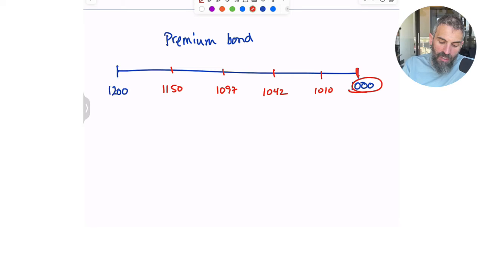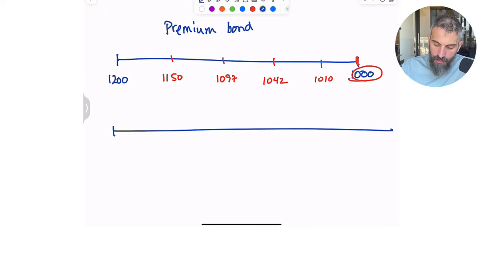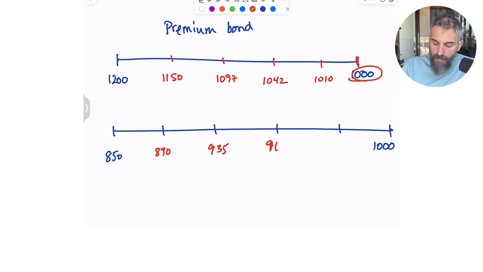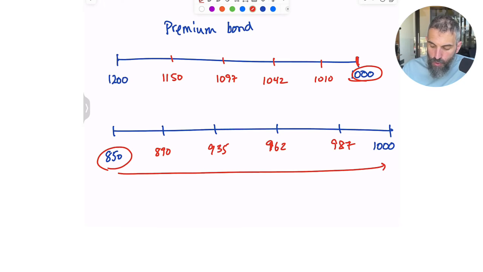A discount bond does the opposite. A discount bond is one that you buy for a discount. So we know it's going to mature at 1,000 because that's the face value, but let's say you paid $850 for it. Again, assuming nothing changes in the economy, 1 year later, it'll be worth more. The year after that, it'll be worth even more, then even more, then even more, until eventually it reaches 1,000. The price returns to par.